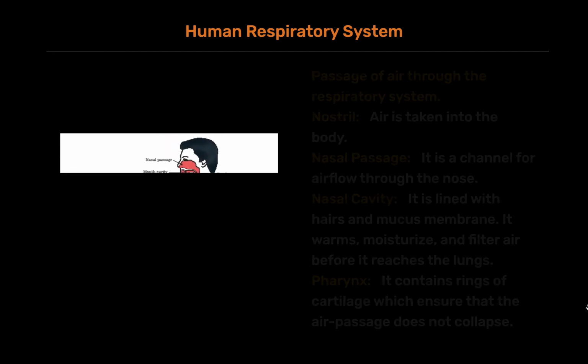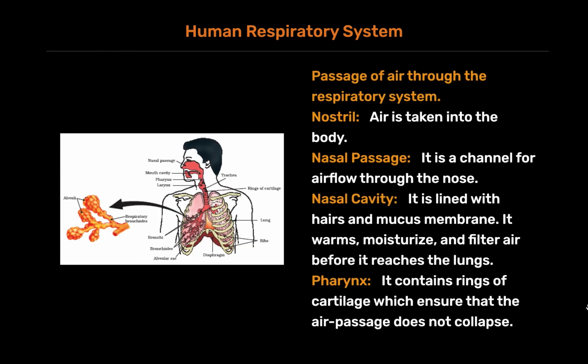In human beings, air is taken into the body through the nostrils. The air passing through the nostrils is filtered by fine hairs that line the passage. The passage is also lined with mucus which helps in this process. From here, the air passes through the throat and into the lungs. Rings of cartilage are present in the throat. These ensure that the air passage does not collapse.